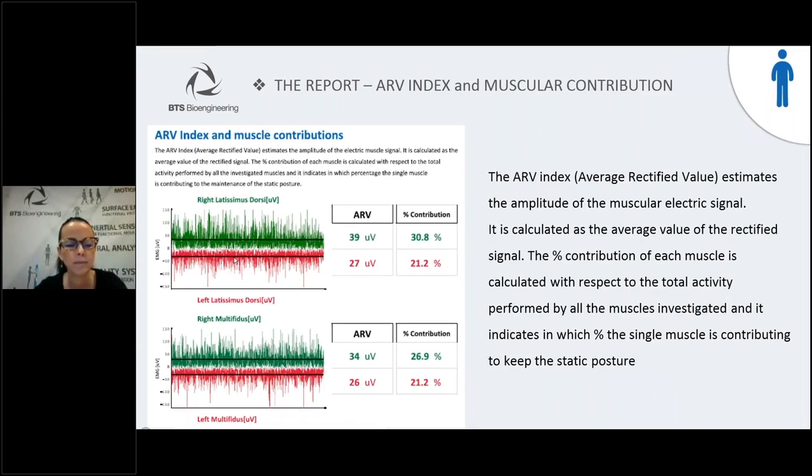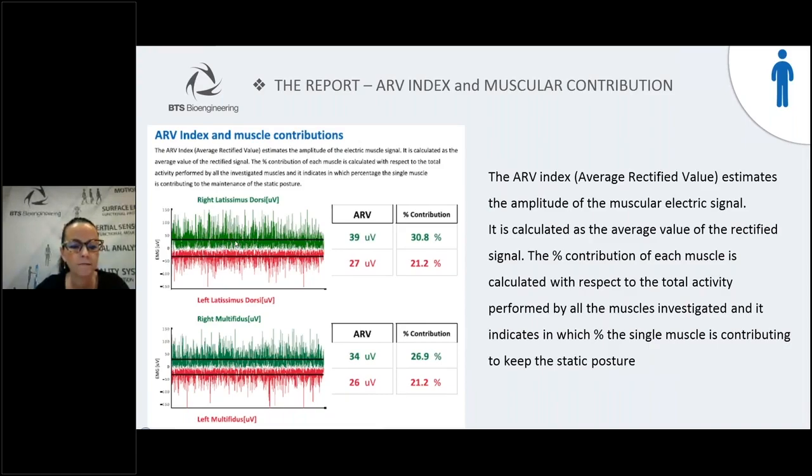But what does it mean? The raw signal, which you know very well, and it's the one displayed in real time during the acquisition, is first filtered and then rectified so that the negative part of the signal is reversed over the positive one. At this point, the average value of the signal is calculated, which here is represented by the thickest horizontal black line.